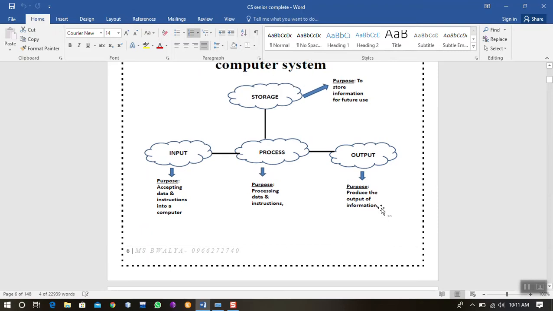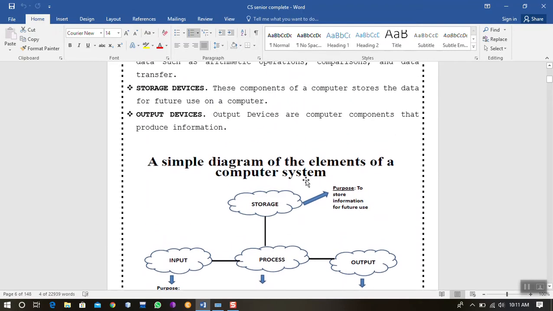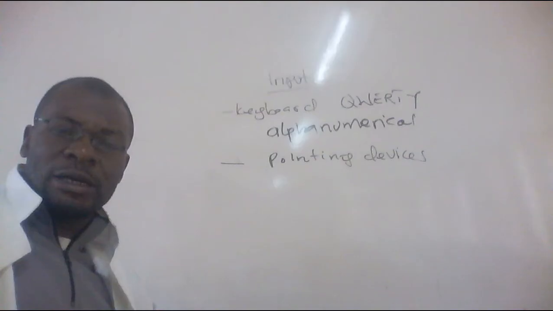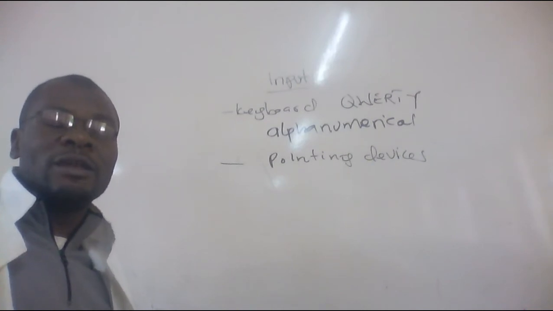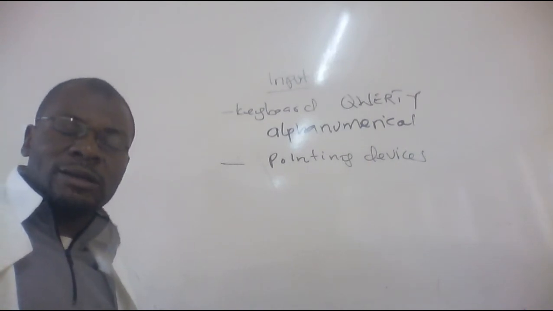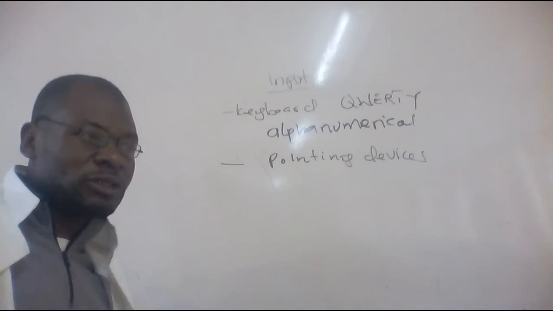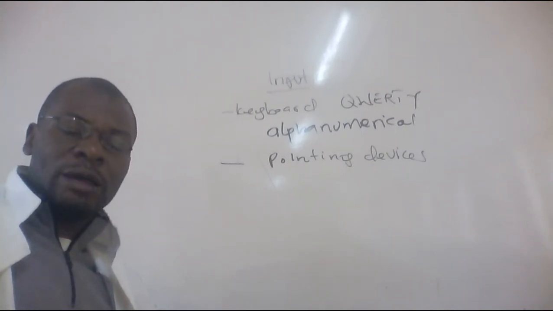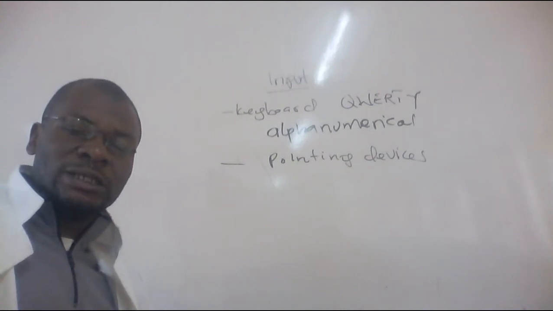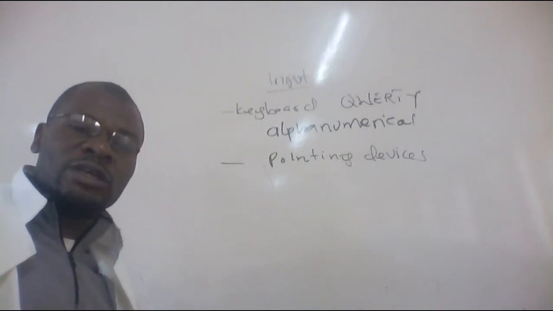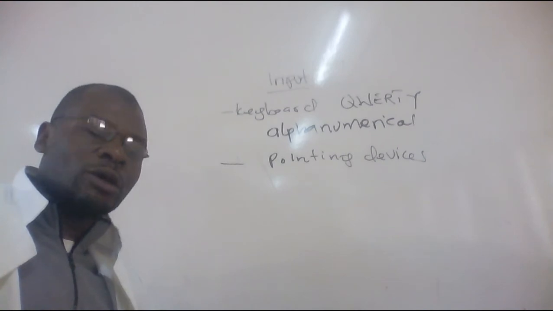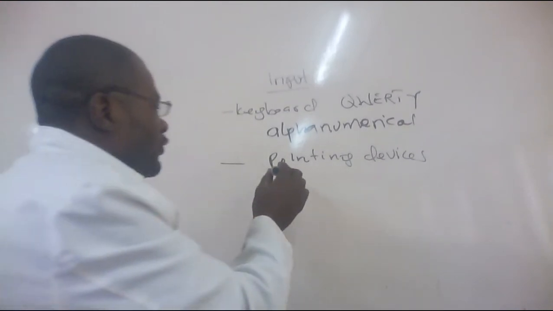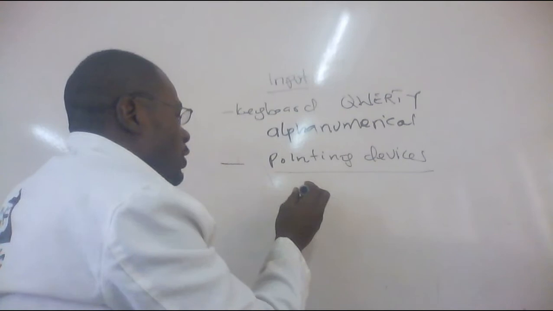We're calling it a pointer because despite it being an input device, it cannot enter any type of data in a computer. You cannot enter characters in a computer. You cannot enter pictures in a computer using a mouse. A mouse is simply a pointing device. But it is not the only type of pointing device. We have other various types of pointing devices.